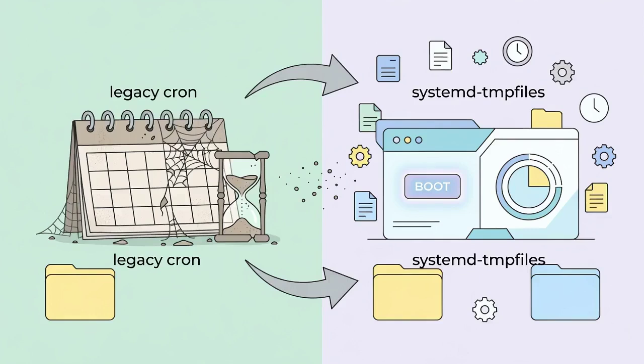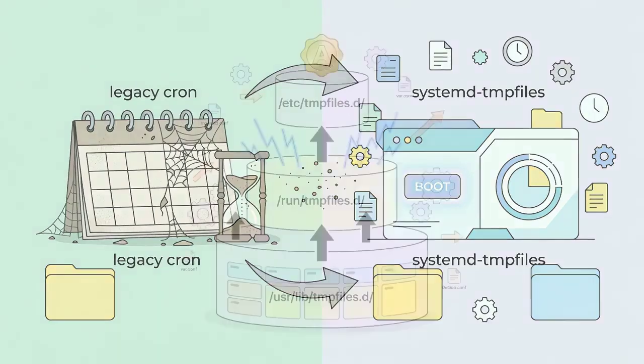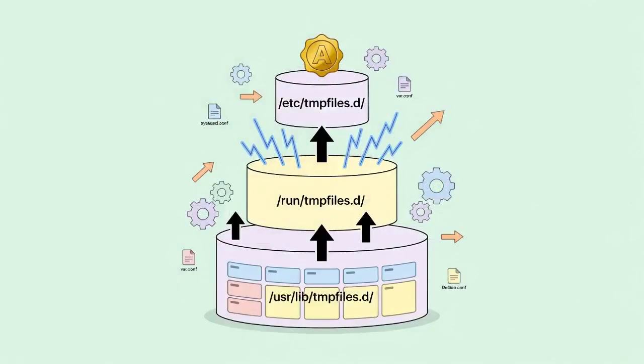It replaces the old cron scripts and boot time shell hacks with a single, declarative system that boots faster and behaves predictably. Configuration lives in 3 directories, stacked by priority. At the bottom, /usr/lib/tmpfiles.d/ holds vendor defaults like systemd.conf. In the middle, /run/tmpfiles.d/ stores runtime tweaks that vanish on reboot. At the top, /etc/tmpfiles.d/ holds your admin overrides, and any file here beats the one with the same name in /usr/lib.